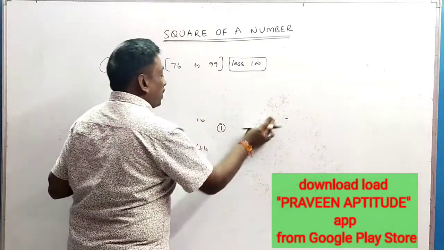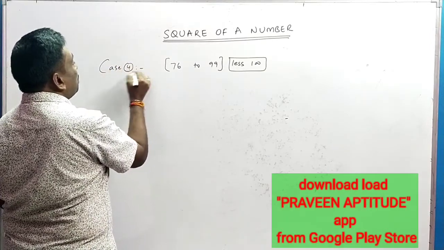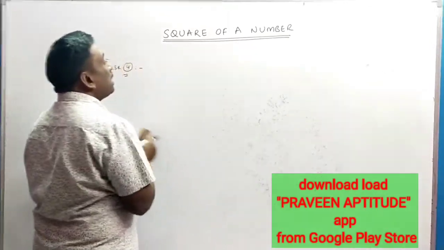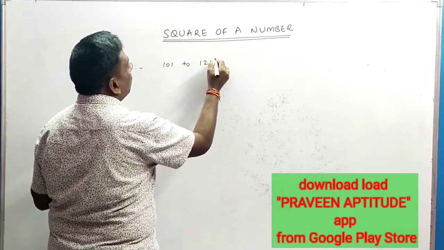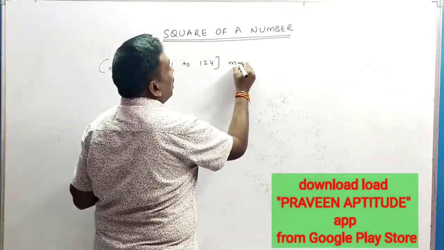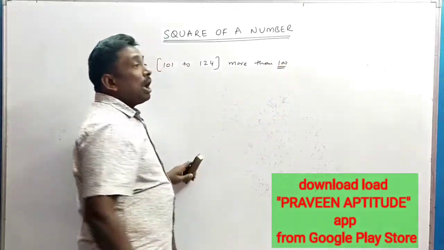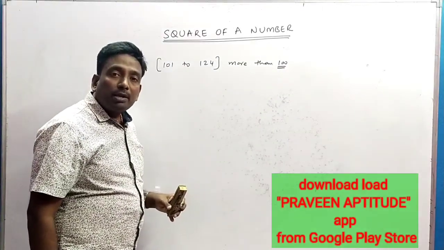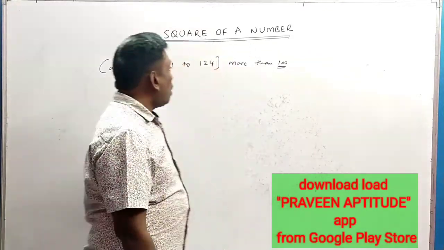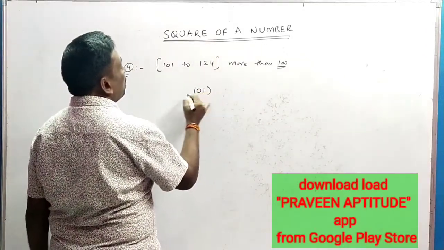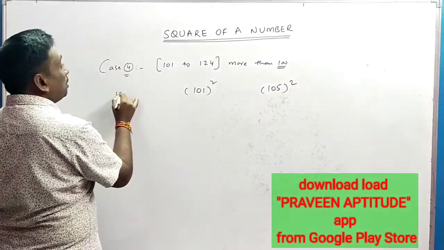Now, next case 4. How can we find the square of the numbers which are more than 100 and nearer to 100? That means 101 to 124. More than 100. In this video, I will tell you how to find the squares from 26 to 125 only. Now, how to find the square of 101? Or else 105, or else 124.